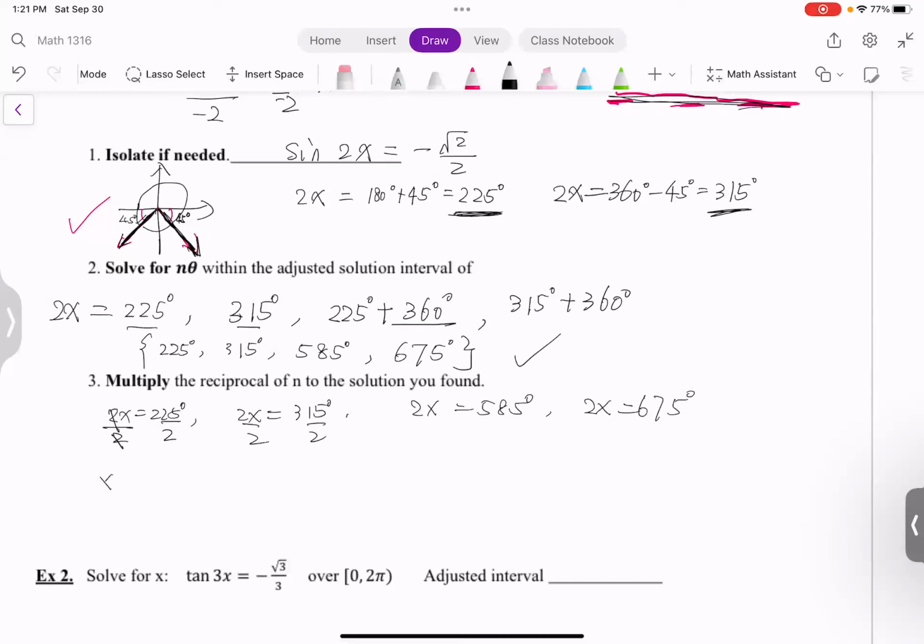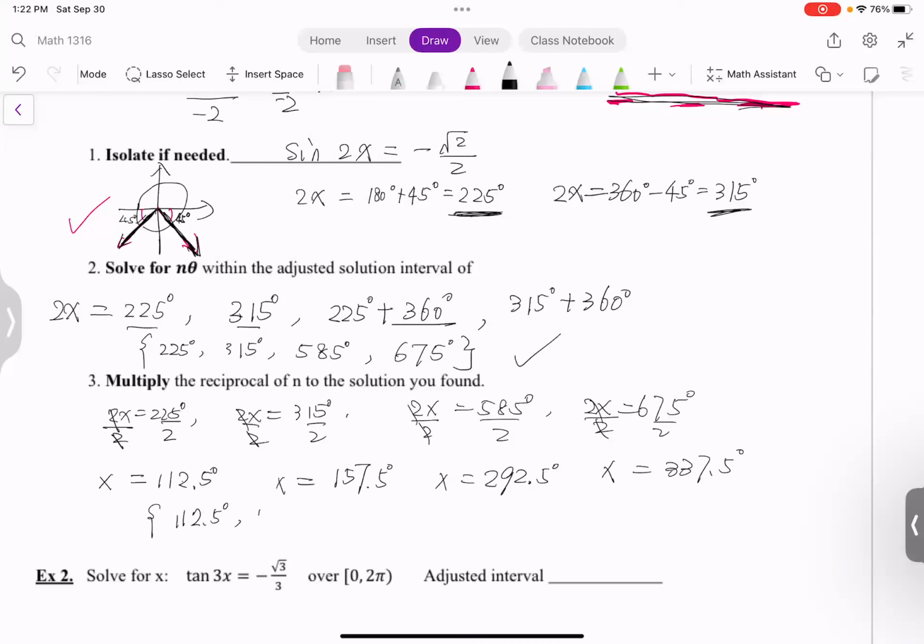So x equals, do the division, 112.5 degrees. And then x equals 315 divided by 2, which is 157.5 degrees. And then do the division, and x equals 292.5 degrees. So last one, x equals, divide by 2, it is 337.5 degrees. You can list them in the set notation.